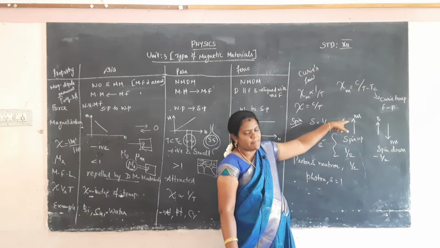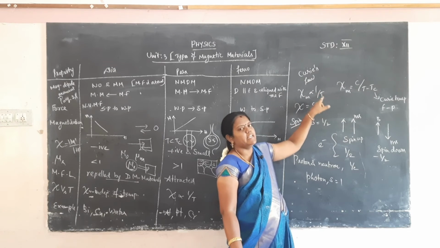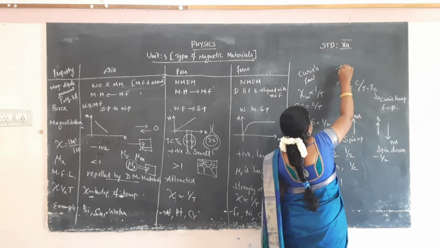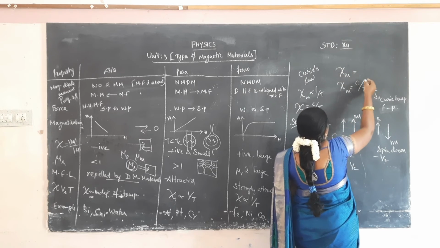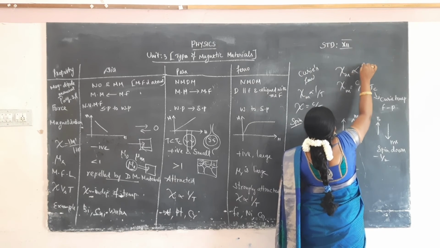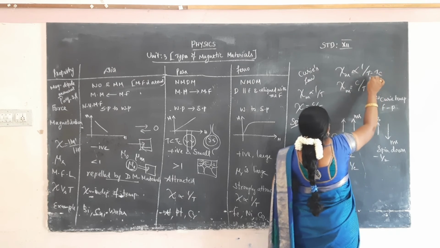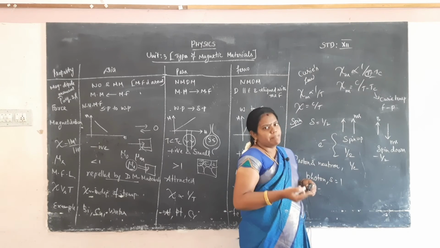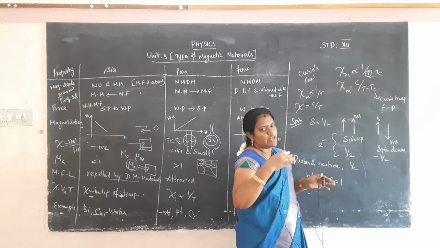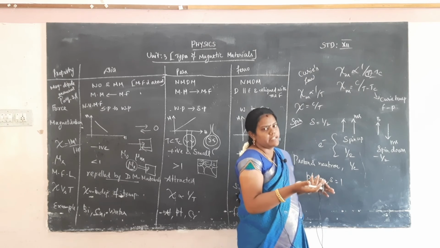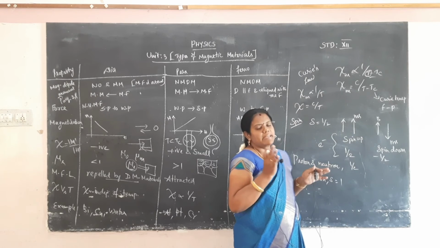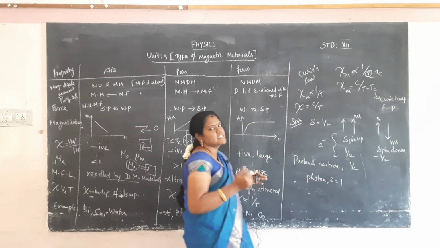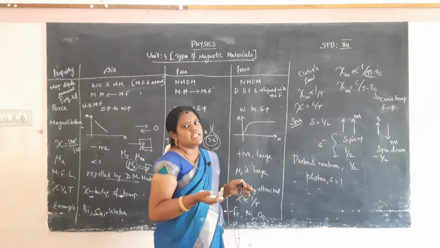And the Curie-Weiss law says that the susceptibility in a magnetic material is directly proportional to 1 by T minus Tc, where T is the initial temperature for a magnetic material and Tc is the Curie temperature. At the Curie temperature, the ferromagnetic material is converted into a paramagnetic material. The temperature at which a ferromagnetic material is converted into a paramagnetic material is called the Curie temperature.